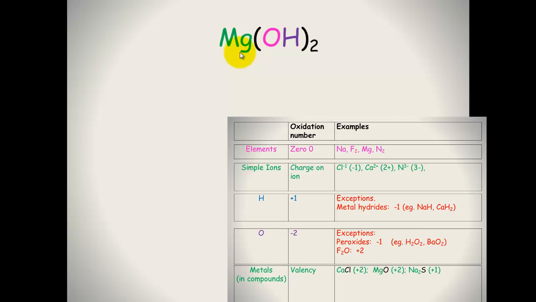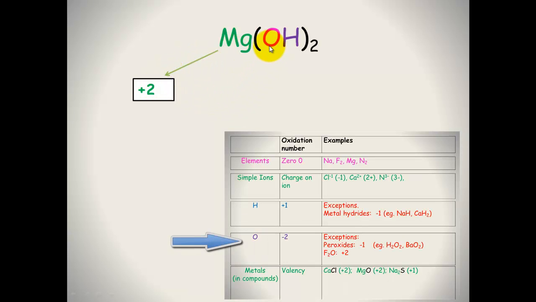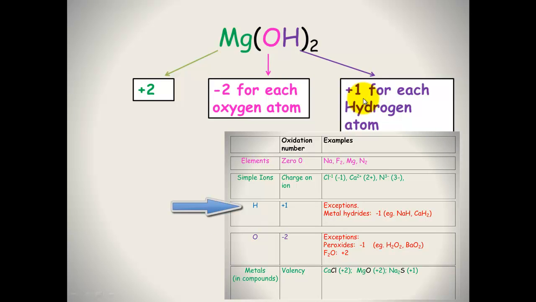Magnesium is a metal in a compound. So if we look at our table, we will see that the oxidation number equals the charge on that ion, which would be +2. Oxygen always has a -2, and hydrogen always has a +1.